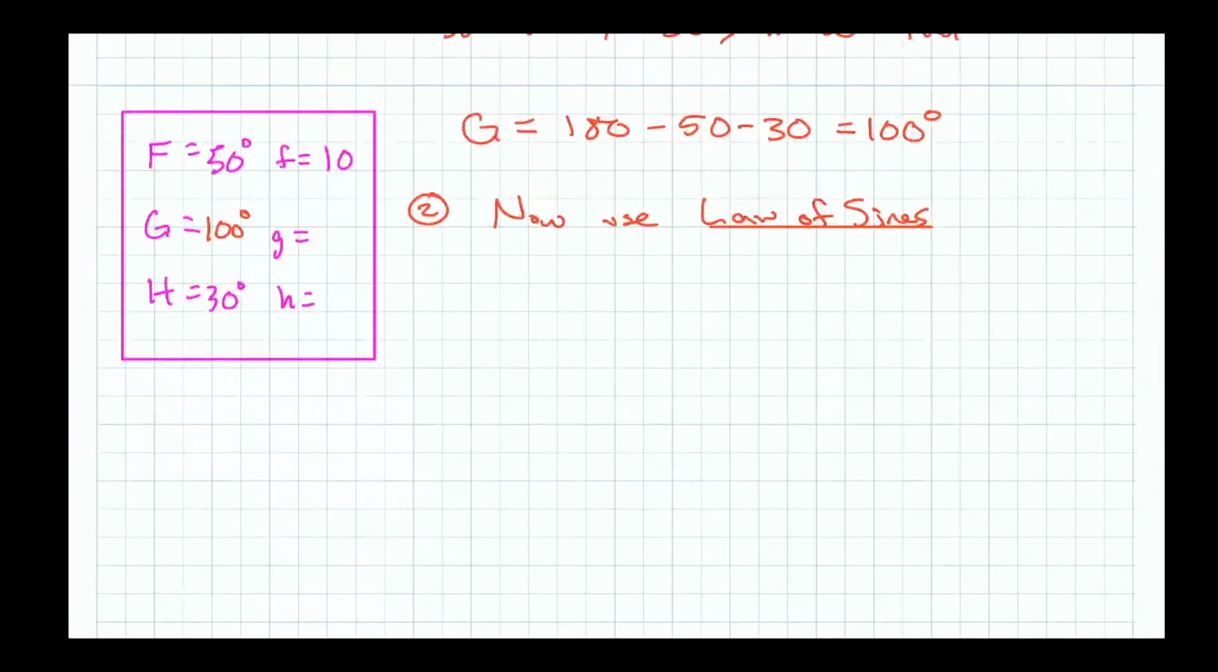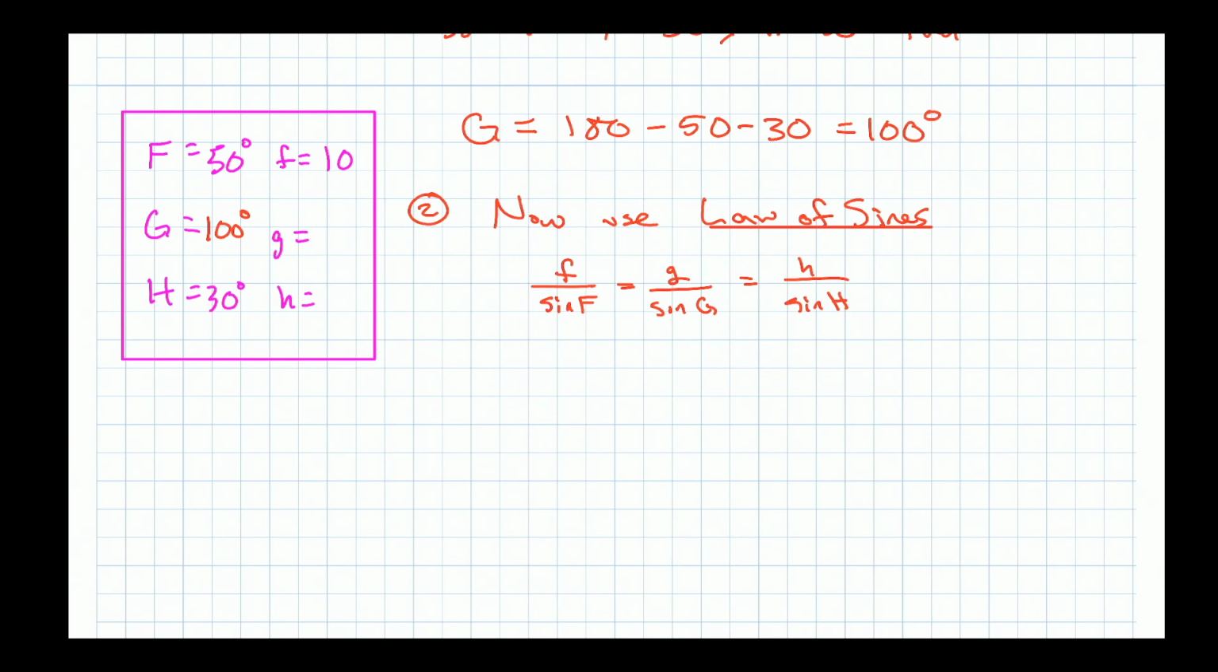So use the law of sines. But ours are not called ABC, they're called FGH. So the law of sines for us actually looks like this: f over sine F equals g over sine G, not little g, big G, equals h over sine H. So this is what it looks like for us, right? And then what you do is you don't need the whole thing at once. You just need 2 out of the 3.